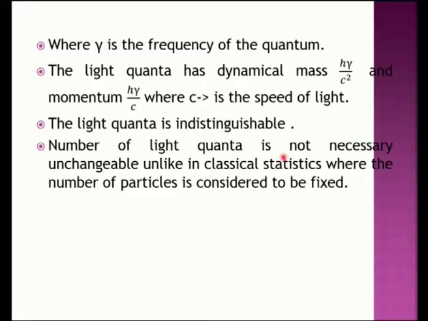Here, the number of light quanta is not necessarily unchangeable, unlike in classical statistics where the number of particles is considered to be fixed. So, in classical statistics, the number of particles should be fixed. In quantum statistics, this concept need not be obeyed. So, Bose-Einstein statistics comes under quantum statistics.